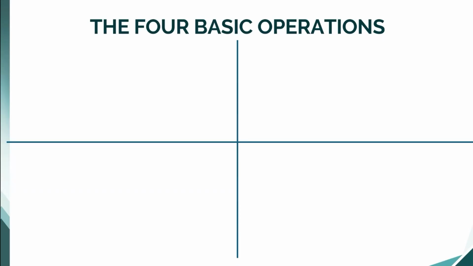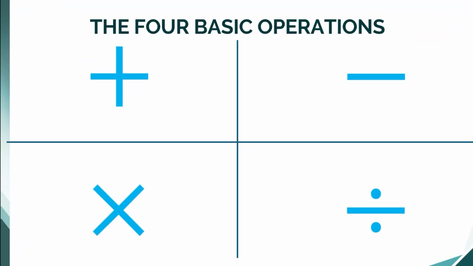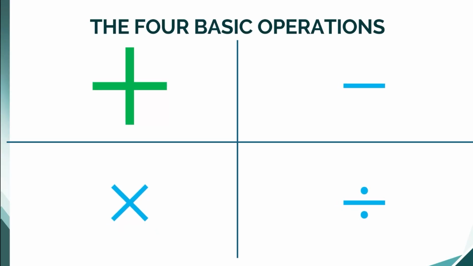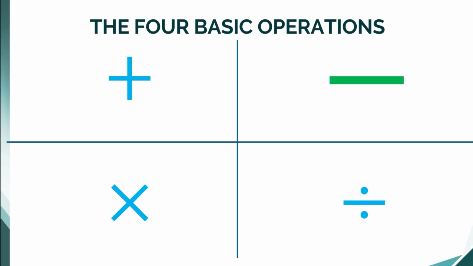All right, so here we go. They are the following. We got the positive, the addition in the top left corner. We'll go ahead and make that nice and bold and green. In the top right corner, we got subtraction, minus. In the bottom left corner, we got multiply or times. And in the bottom right corner, we have division or divide.